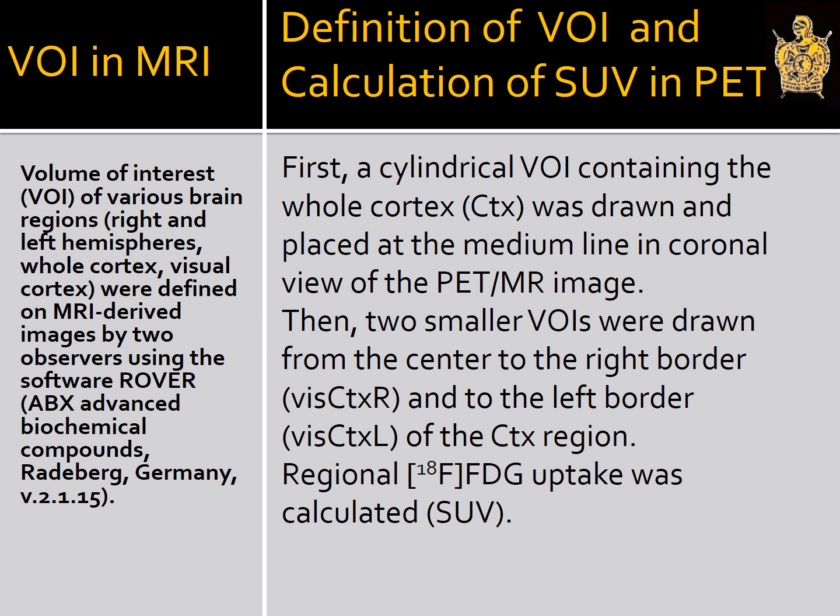First, the volume of interest included the whole cortex. Then we drew two smaller volume of interest areas, one in the right visual cortex and one in the left visual cortex. We now calculated the SUV within these regions.